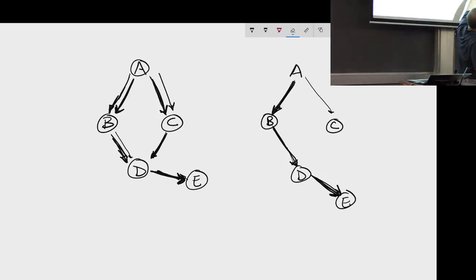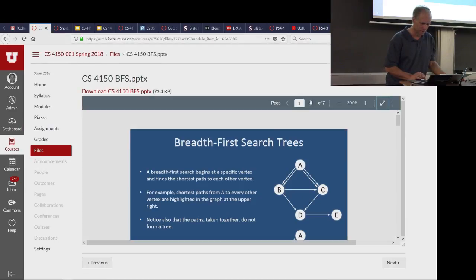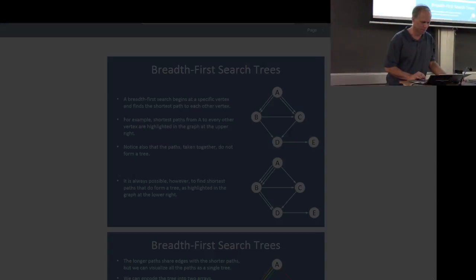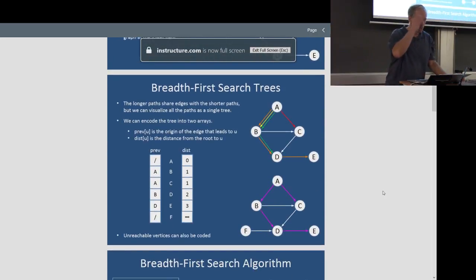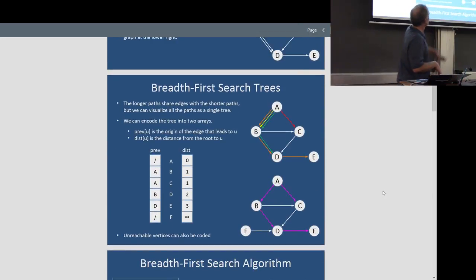So it better not be the case that you go from A to B to D, but then the shortest path to E doesn't involve going through D. We want to avoid that. Okay, so that's what that says. That's showing you in color the shortest path from A to every other vertex. This is what we want. This is the shortest path tree that encodes how to get from A to E.